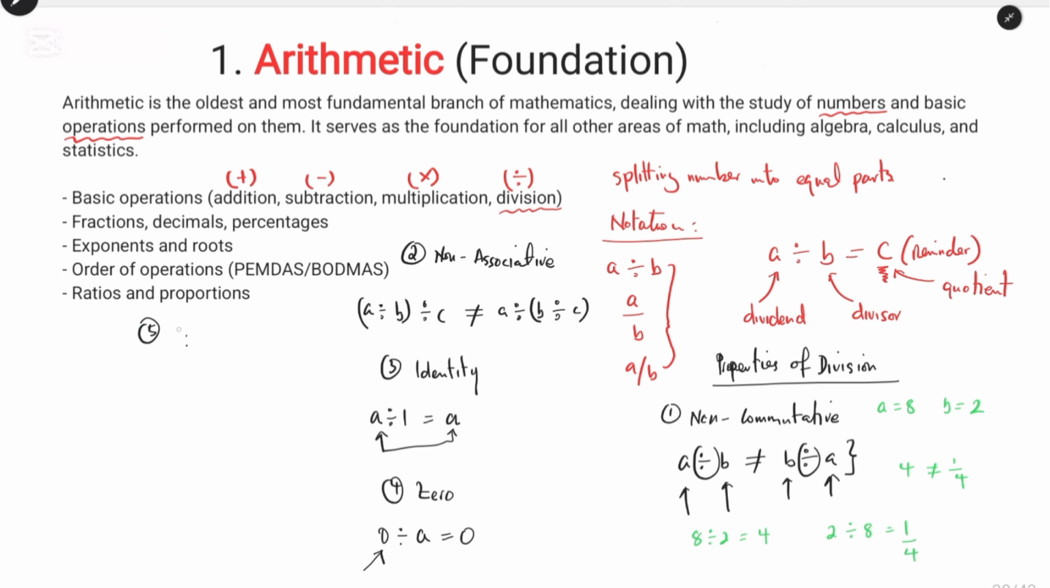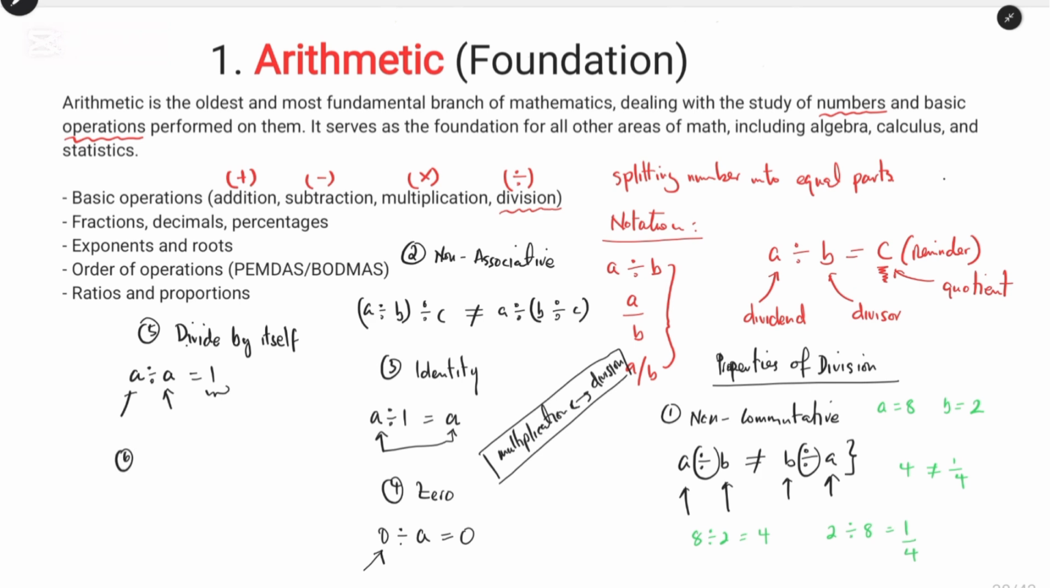And 5, divide by itself will give us 1. Any variable divided by itself will be equal to 1. That means the dividend and the divisor, if they are divided by themselves, they will always give 1. We can also identify that multiplication and division, they are opposite to each other. The inverse of multiplication is the division. The inverse of division is the multiplication.